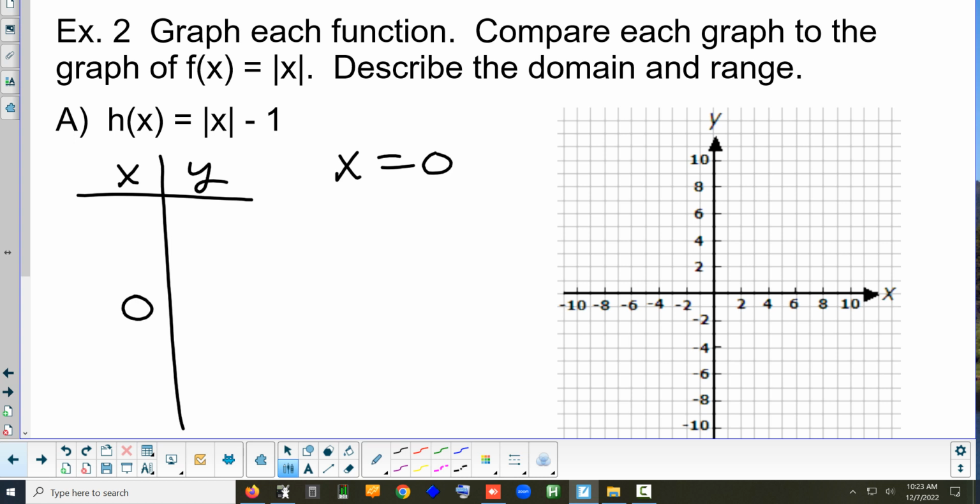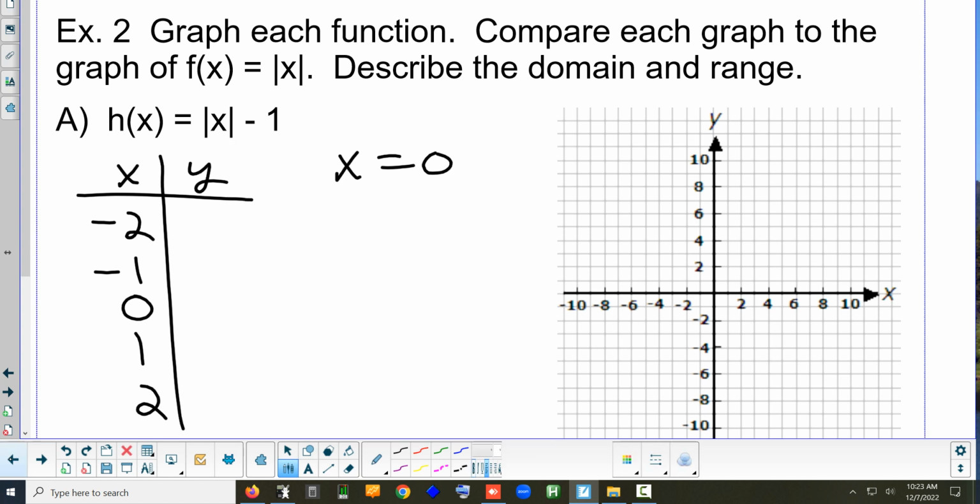What's going to be my next smaller? Yep. -1. Next smaller one from that? Yep. -2. Bigger than 0? Yep. 1. And the next one bigger than that? Yep. 2. Plug them all in, one at a time, and get the y value. So this time, you're going to take the absolute value of your number and then -1 from it.